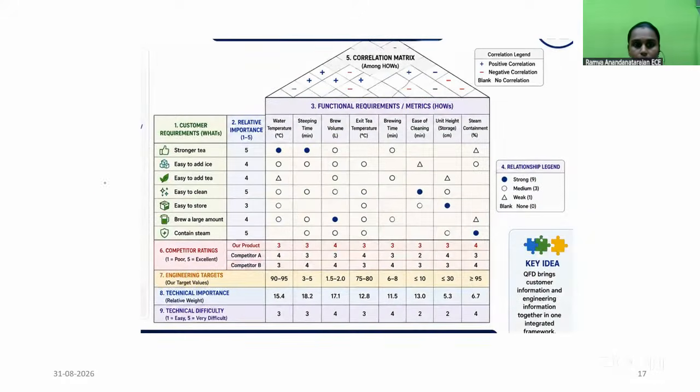So we have filled the customer needs, we have filled the relative importance, then we have already listed all the 9 technical metrics. So the rows are ready and the columns are ready now. What will be the next step?